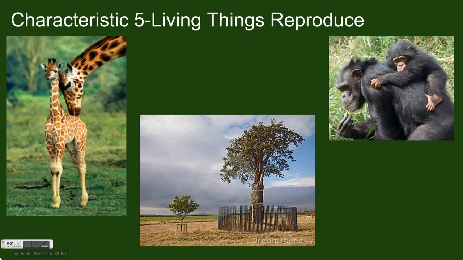Characteristic 5 of living things is that they all must reproduce more similar-looking living things. All living things need a way to pass on their traits to a new generation. Giraffes and chimpanzees have babies that look like them. Even trees drop off seeds to produce more trees that have similar traits. If a living thing could not reproduce, it would go extinct.